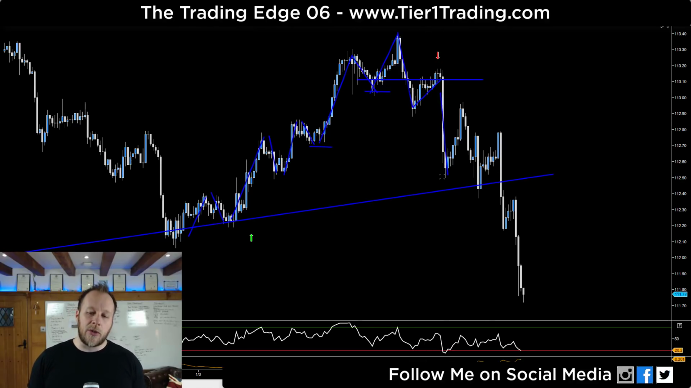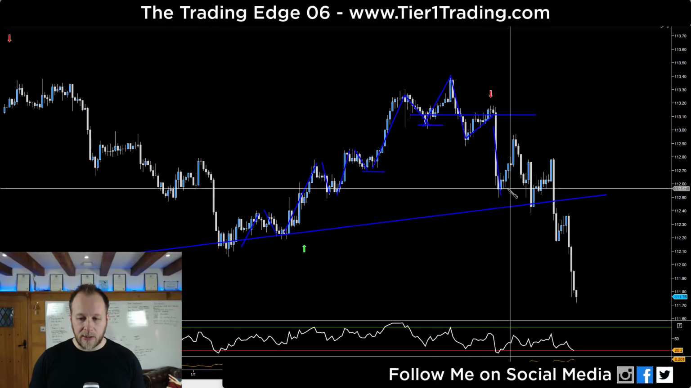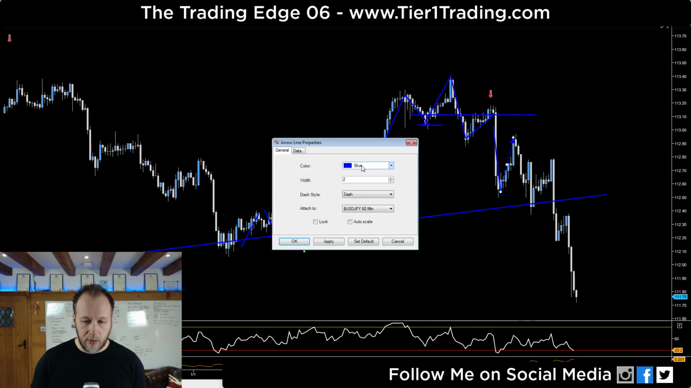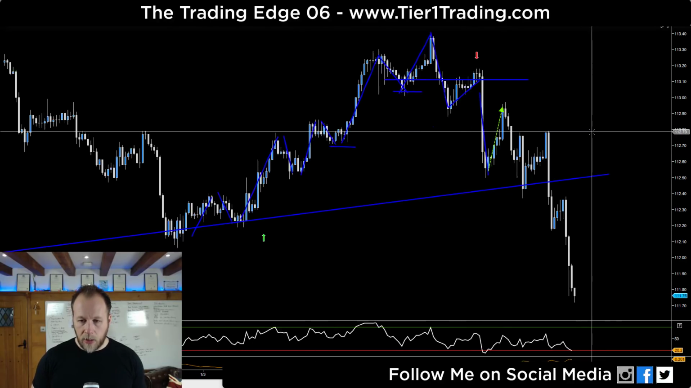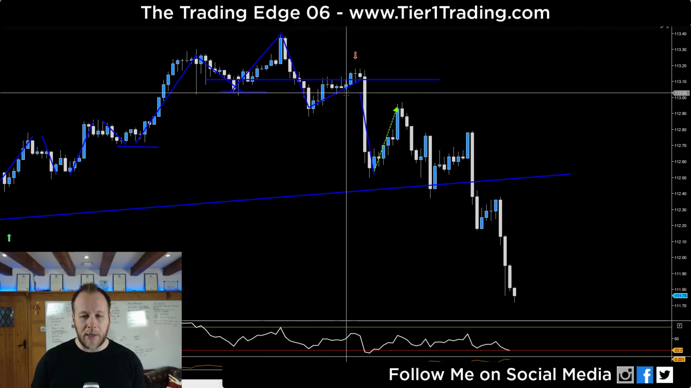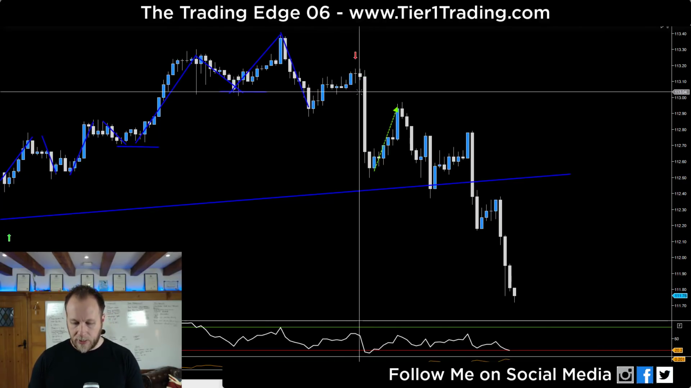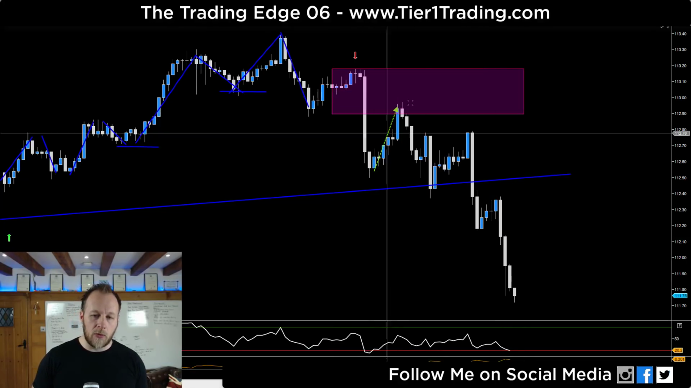So as we put in the new structure low, what I was looking for at that point is a pullback. You guys know my method of trend continuation trading. Let's color it in green so it's a bit clearer. I was essentially looking for a pullback up into a kill zone. If I just remove all this stuff off here, the initial kill zone was here. Now we pulled right into that.